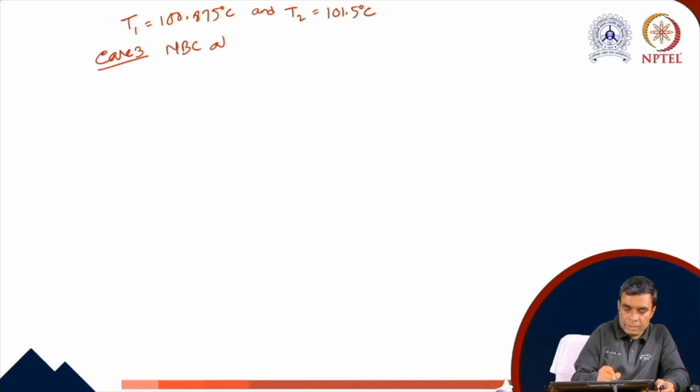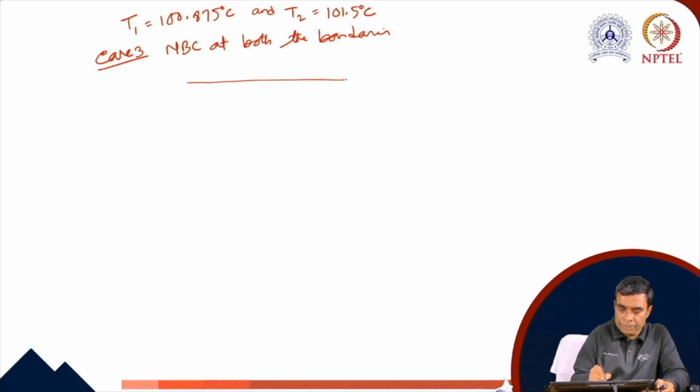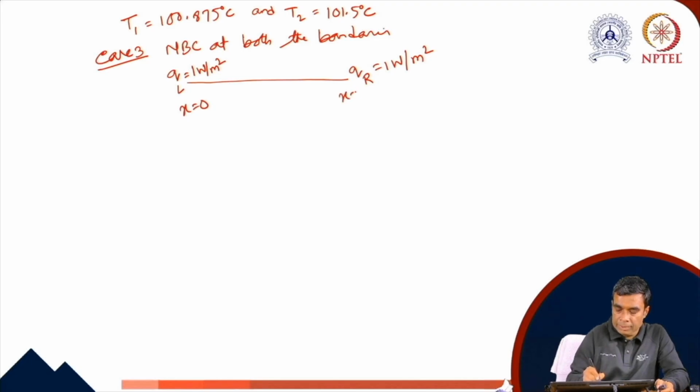So case 3, NBC at both the ends. So here we have Q_L equals 1 watt per meter square and Q_R equals 1 watt per meter square at both the boundaries. This is x equals 0. This is x equals 1.